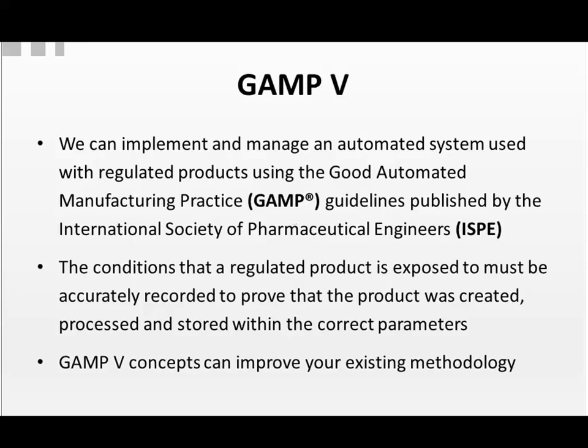It states that the conditions that a regulated product is exposed to must be accurately recorded to prove that the product was created, processed, and stored within the correct parameters. So basically, your computer system or your manual records must be authentic and must be under good control. The GAMP-5 concepts can improve your existing methodology if you just take a look at them. They're not prescriptive, but they're more or less suggestions that can be used with good judgment.